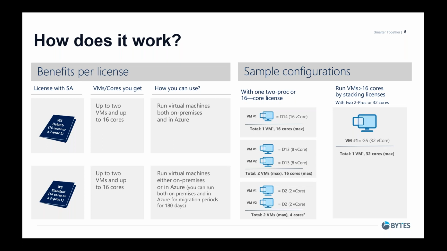With Windows Server Datacenter, it allows you to run virtual machines both on premises and in Azure using those licenses. And with Windows Server Standard, the rules are the same as Windows Server Datacenter in terms of what they allow and quantities. However, you can only run them on premises or in Azure, unless it is for a migration, at which point you'll be able to run it simultaneously on premises and in Azure for a period of 180 days. At the end of that 180 days, licenses will be deemed as assigned to Azure. So if you haven't moved everything over in that time, you will need to then license your on-premise server again.